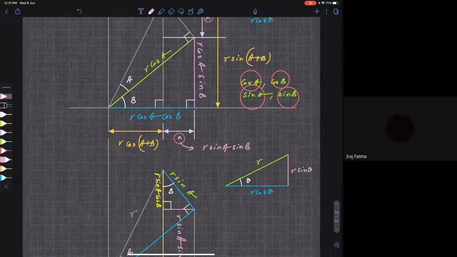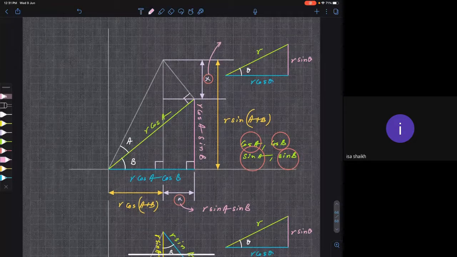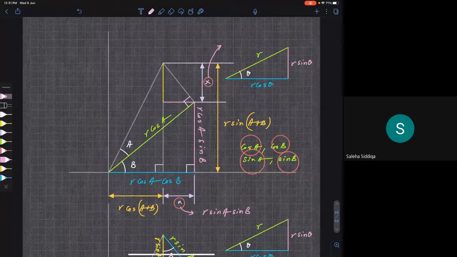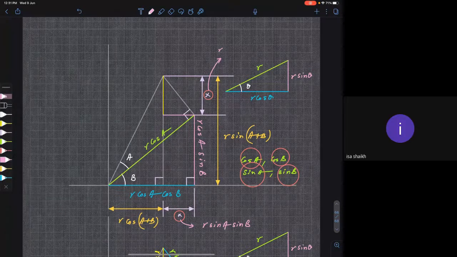What about this missing line? See, this yellow line is same as this line, right? So this R sin A cos B is the yellow line. This is the pink line. Okay. Now tell me, what is that line? R sin A cos B. It is R sin A cos B. Okay, fine. Very good.